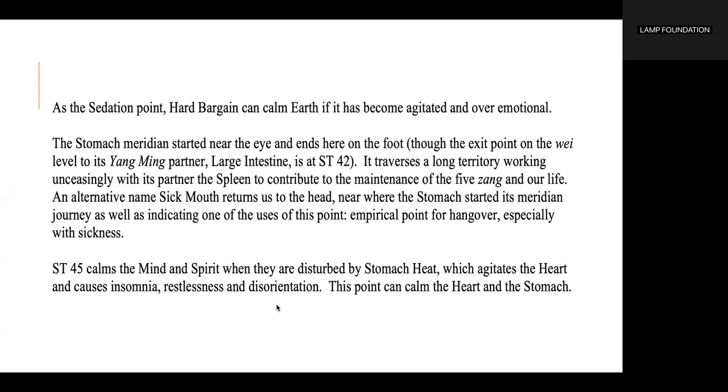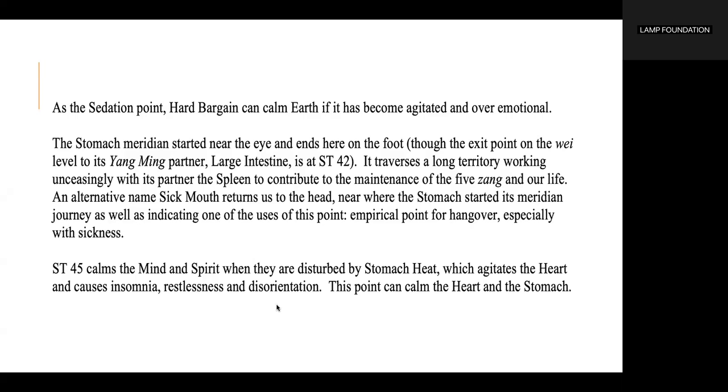The stomach meridian starts near the eye and ends here on the foot, though the exit point on the way to its Yang Ming partner, Large Intestine, is at Stomach 42. It traverses a long territory, working unceasingly with its partner, the spleen, to contribute to the maintenance of the five zang in our life. An alternative name, Mouth of Sikh, returns us to the head, near where the stomach started its meridian journey, as well as indicating one of the uses of this point, an empirical point for hangover.